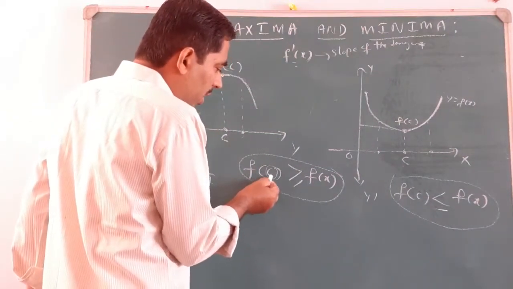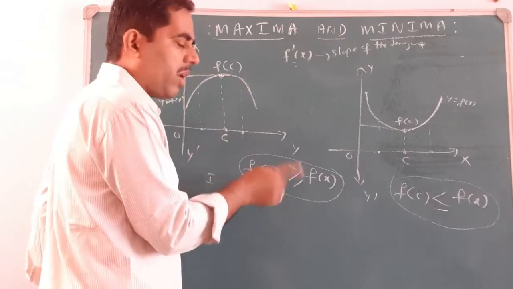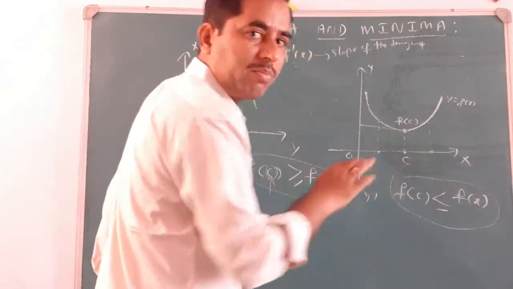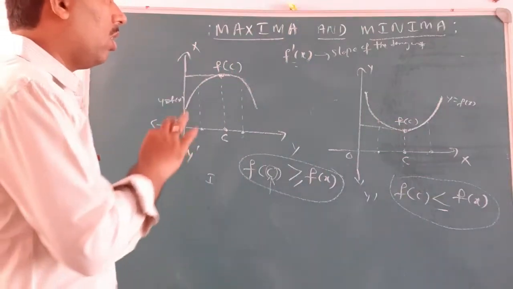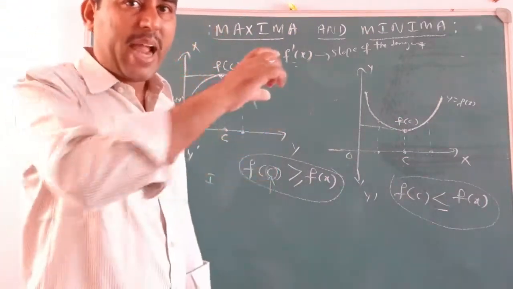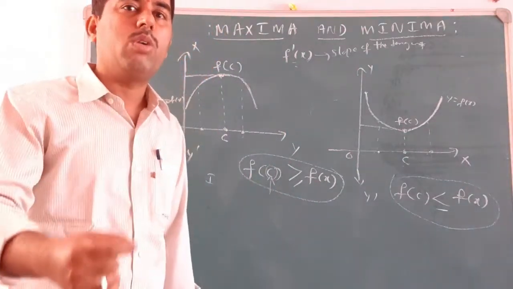That point is called point of maxima, or point of maximum. Then this point is called point of minimum. So what is the maximum value of the function? That is called max value. What is the minimum value of the function? That is called minimum value of the function.